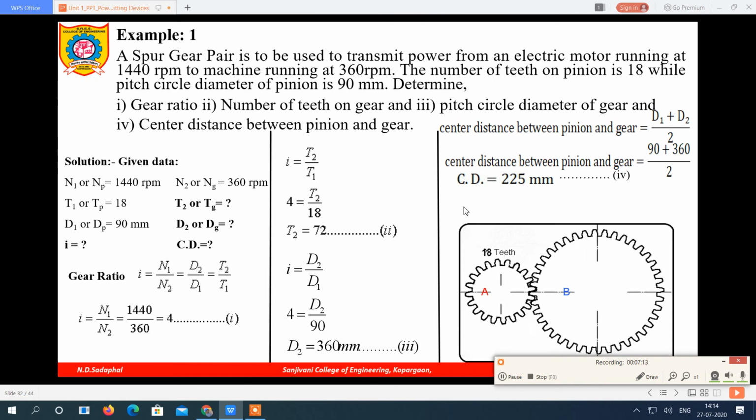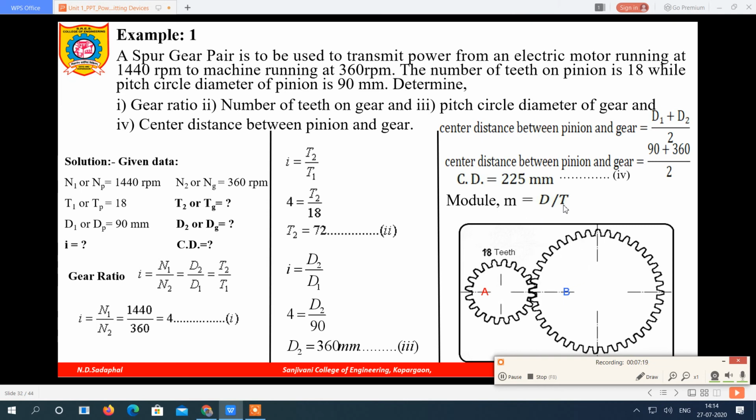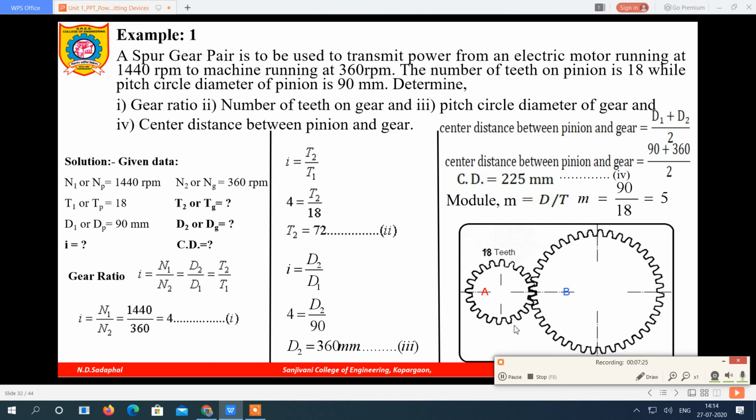Now if you want to find the module, all of you know the formula of module is D by T, pitch circle diameter upon teeth. So for the module of gear A, the pitch circle diameter of gear A is 90 and teeth are 18, which equals 5. In the same way you can calculate the module for B also. It will also come to 5. The diameter of gear B is 360, which you calculated, upon the number of teeth 72, so you will get 5. The module of A and B is always the same when they mesh with each other. So this is how you can solve the numerical.